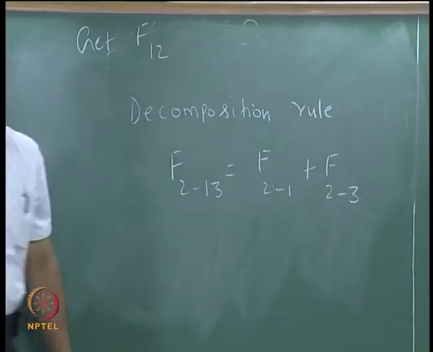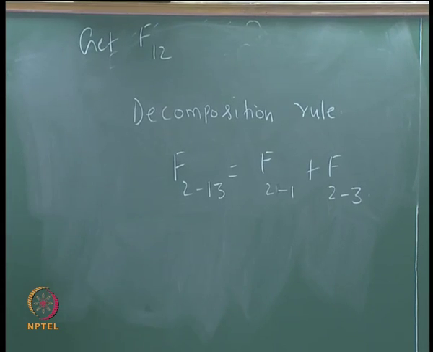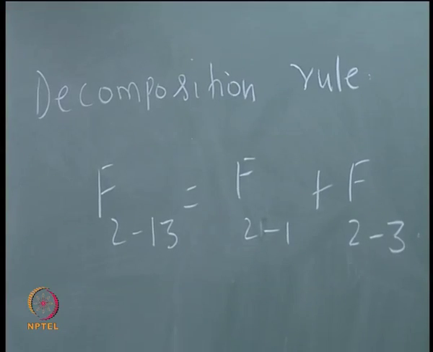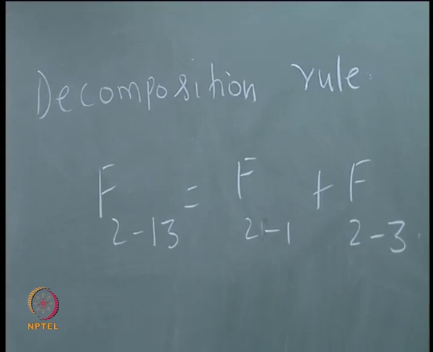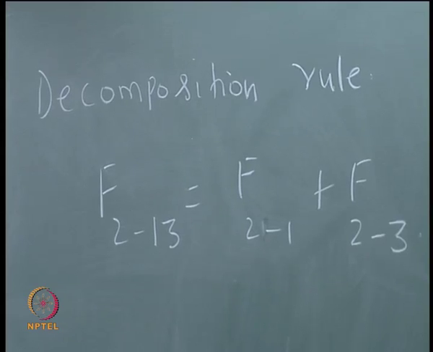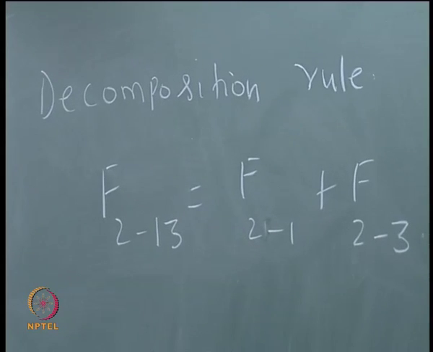This is the decomposition rule. F2 to 13, where 13 is a composite surface consisting of 1 plus 3 together. F of 2 to 13 equals F of 2 to 1 plus F of 2 to 3. Okay, now let us work on this.